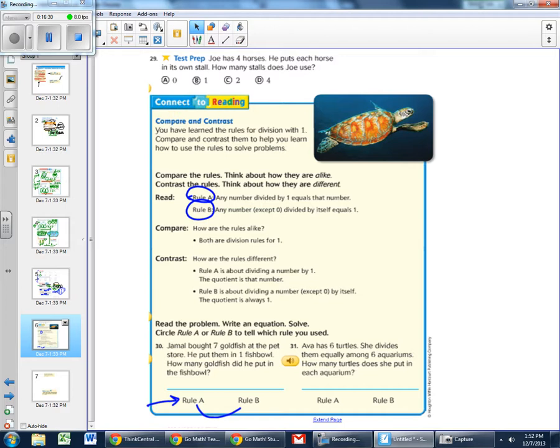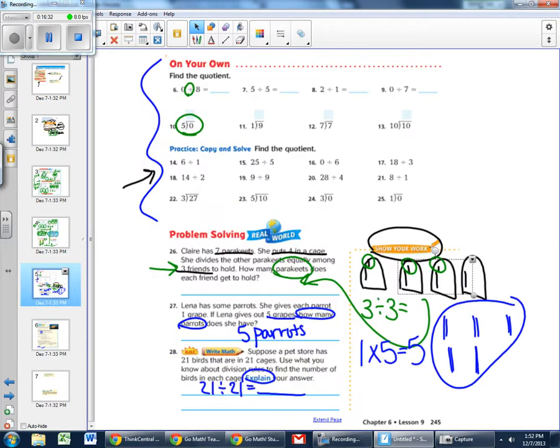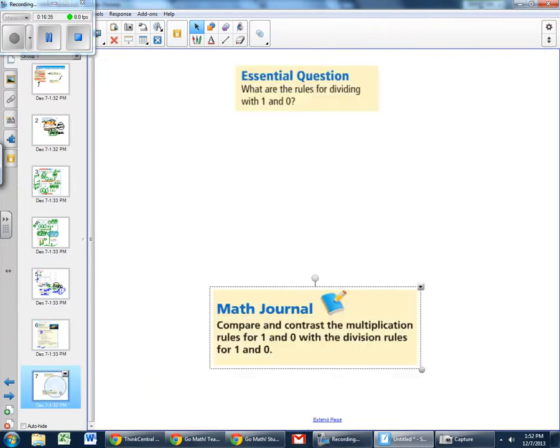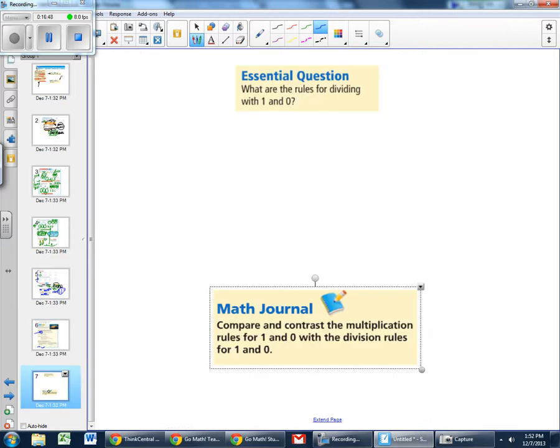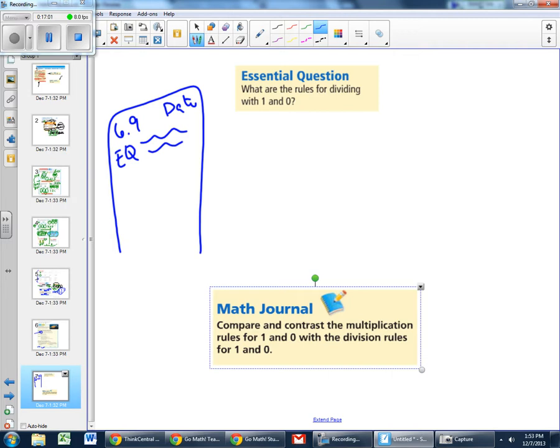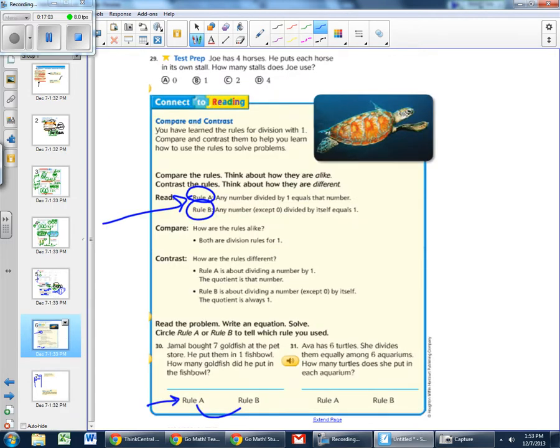Okay? After you have gone back and done the on your own questions, have finished this page, you're ready to go to your journal. In your journal today, your essential question was, what are the rules for dividing 1 and 0? I would go back to this page and just copy those 2 rules. Making sure you write the prompt on your page. This is 6.9. Write your essential question. Then go back to that page and just copy those rules, Rule A and Rule B.